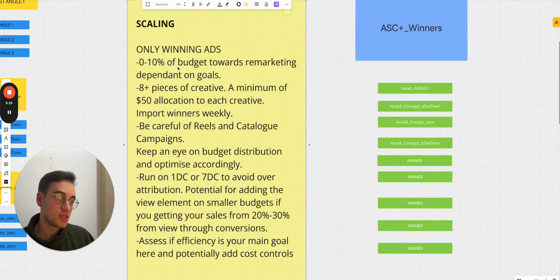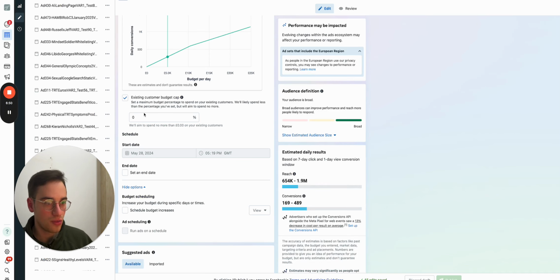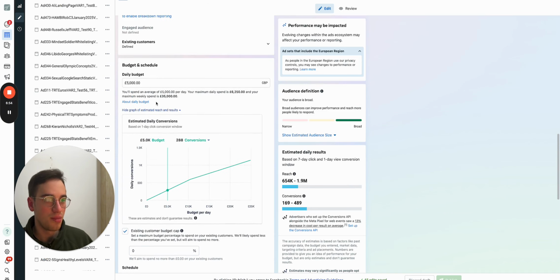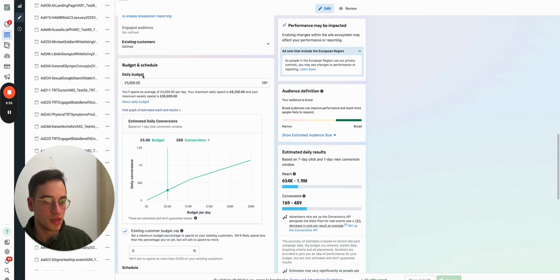The other very important thing to mention here is you need to have a limited amount of budget going into remarketing. So put 0 to 10% max on existing customers, so you're always prospecting, and also make sure you have relevant exclusions on the back end. It's very easy to set up here. I'm basically referring to this option here. Make sure it's 0 to 10, depending on your business, and then make sure you have defined existing customers so you don't have any problems here.